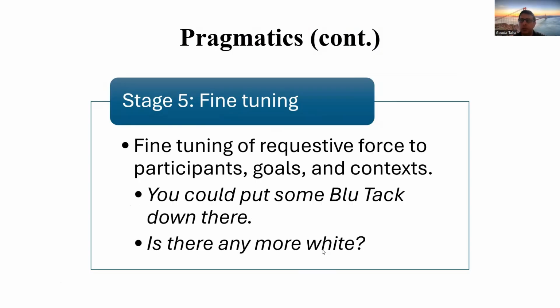In stage five, we can see more advanced stages, and we have more fine tuning. In this area, the second language learner is fine tuning the requestive force to participants' goals or context. So, for example, "You could put some blue tack down there," or "Are there any more white?"